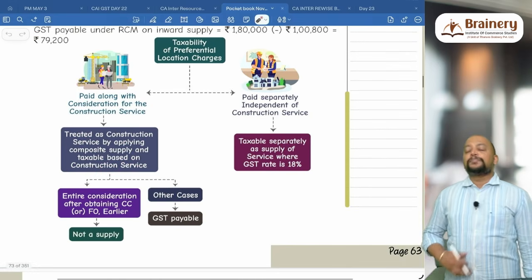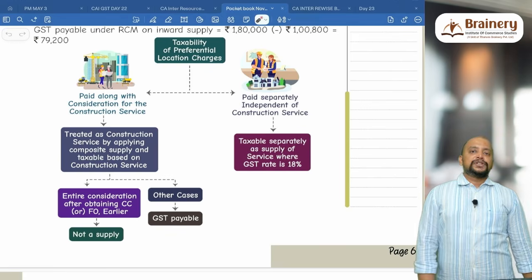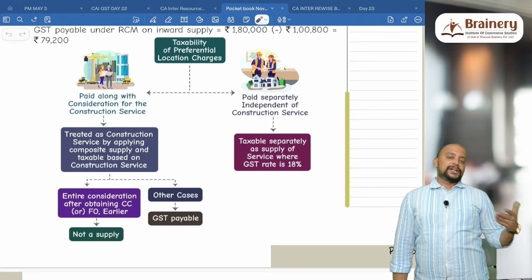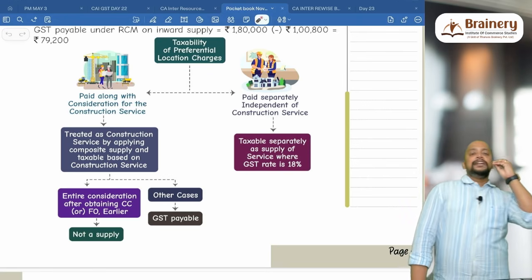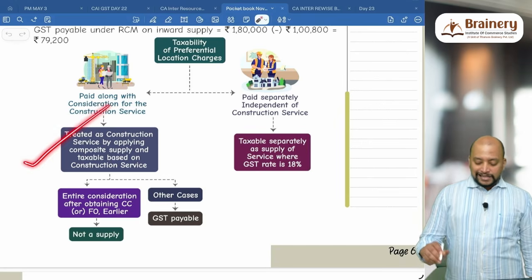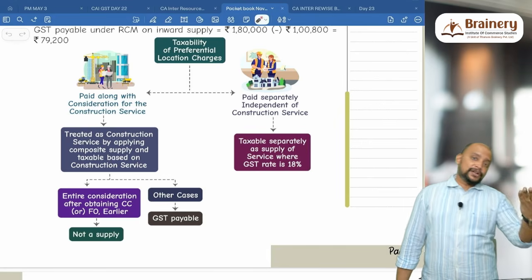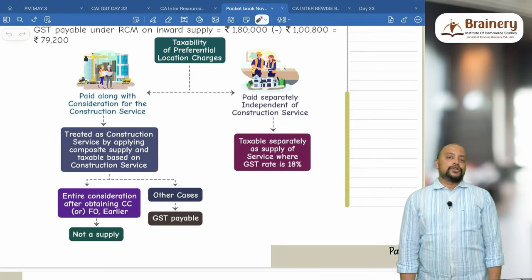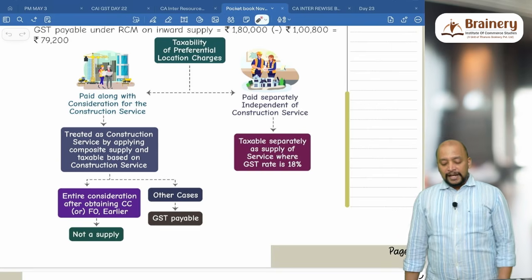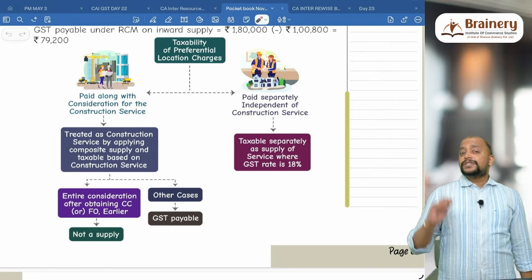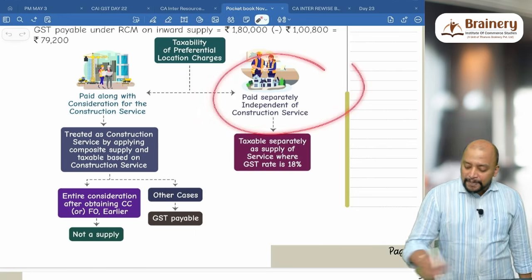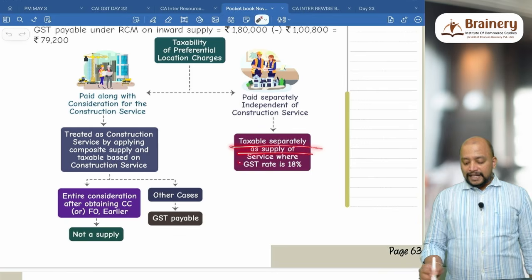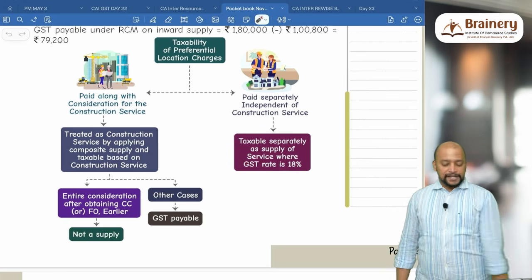Then what is the taxability of preferential location charges? Suppose if that preferential location charges is collected at the time of sale of flat itself, then whatever is the treatment applicable for construction, that will be applicable for preferential location charges, because it will be like a composite supply, treated as construction service by applying composite supply and taxable based on construction service. Suppose if the entire money is received after obtaining completion certificate or first occupation, whichever is earlier, then it is not a supply. In other cases, GST will be payable. Suppose if this preferential location charges is paid independently, separately, without respect to the construction service, then it is taxable separately as supply of service, where the rate of GST will be 18%.